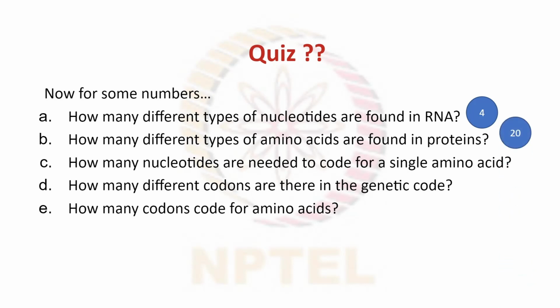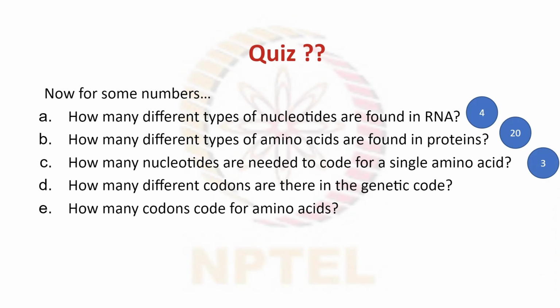Twenty. How many nucleotides are needed to code for a single amino acid? Everyone can provide their answers, as these quizzes are not graded, just for your practice purpose. So we have a combination of 3 nucleotides coding for one amino acid, that is a codon.